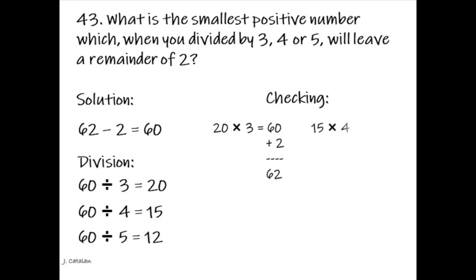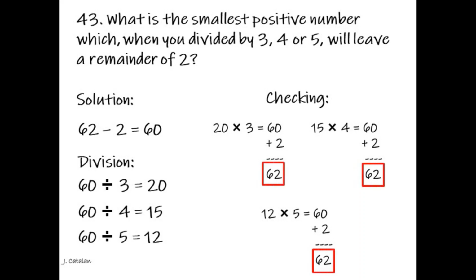15 multiplied by 4 is equal to 60. Added by 2, the result is equal to 62. 12 multiplied by 5 is equal to 60. Added by 2, the result is equal to 62. 62 is the nearest possible answer.